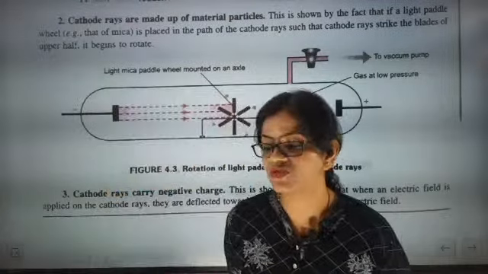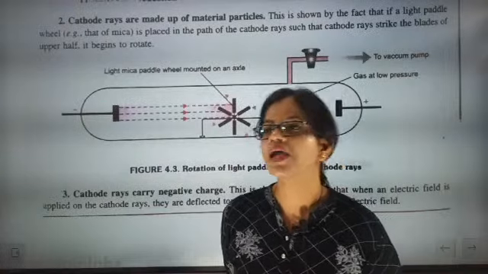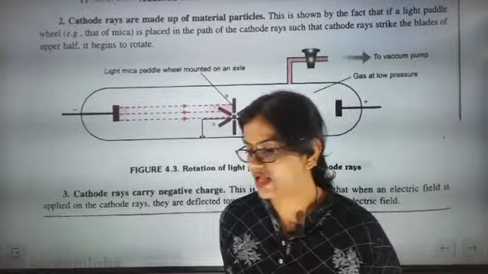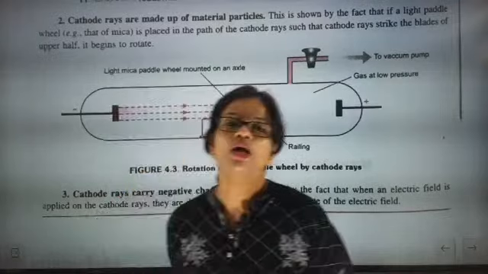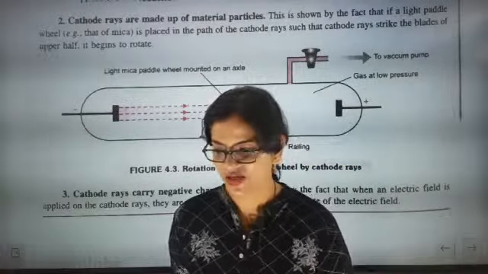0.001 mm of atmospheric pressure. See, the cathode rays got emitted from the cathode. So that was the next important point we have seen in that.